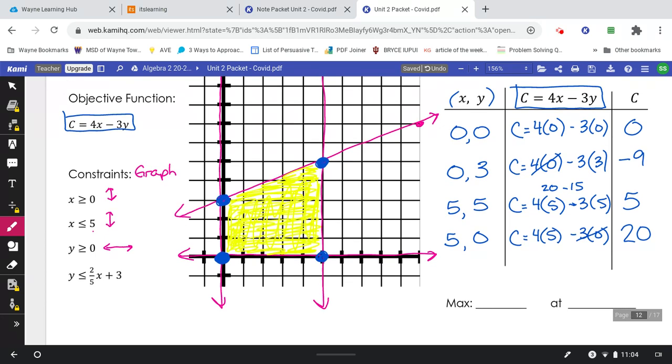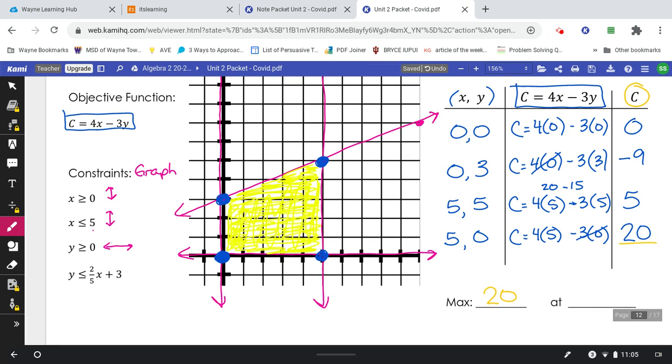The last question asks, what is my maximum value? So looking at your C's here, what is the biggest number that you see? 20. And what ordered pair does that correspond with? 5, 0.